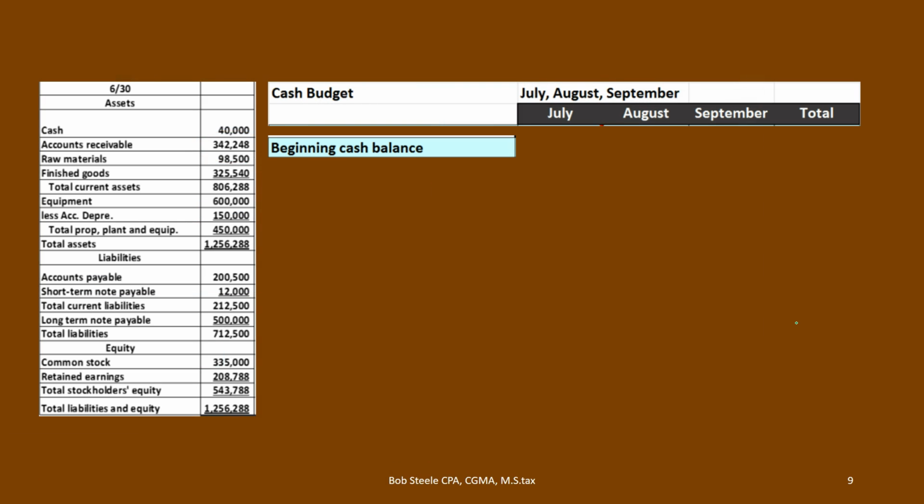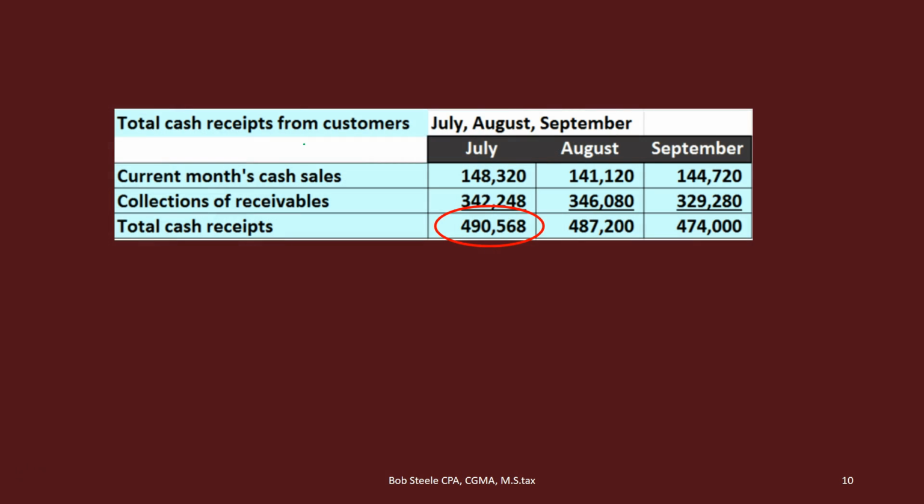All right, so cash budget. We're going to start off with a cash balance that we started with. That's going to be the $40,000. We're going to get that from the balance sheet from the prior period. So this is the balance sheet from the prior period. We had $40,000 to begin with. So there's the $40,000. And then we're going to add to that the cash receipts from customers. And of course, we just calculated that.